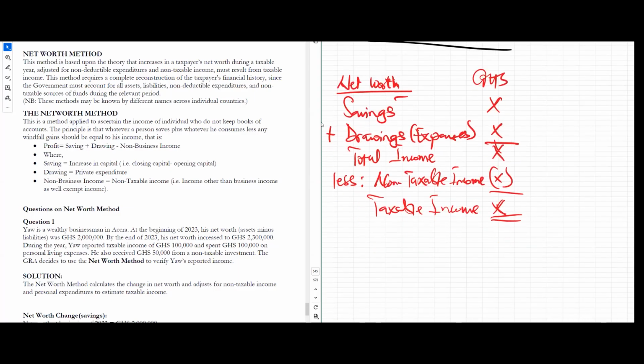Now this savings is actually the increase or decrease in your capital. That's your closing capital minus your opening capital. Meaning that at the start of the year, if I had 10,000, and at the end of the year, I had 60,000, it means how much did I save during the year? Is it not 50,000? Now, it means somebody either gave you money or you did something that brought that 50,000. True or false? Does it make sense?